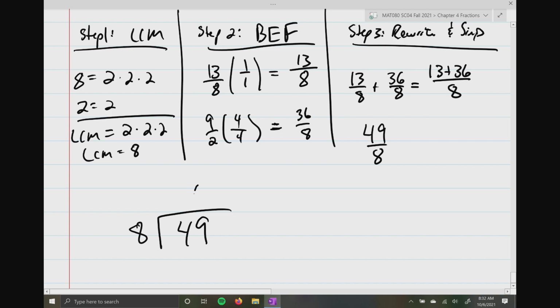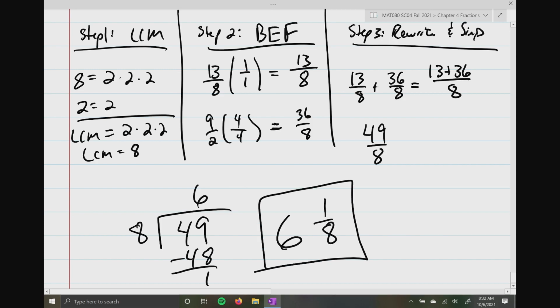6 times 8 is going to be 48. 6 1/8. My suggestion here is this: I don't care which way you do these problems. You could convert to an improper fraction like we just did, or you could just keep it the standard way, which is what we've been doing the entire time. Doesn't matter to me. Here's what matters to me.